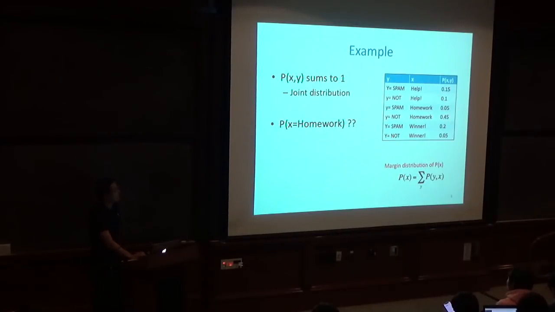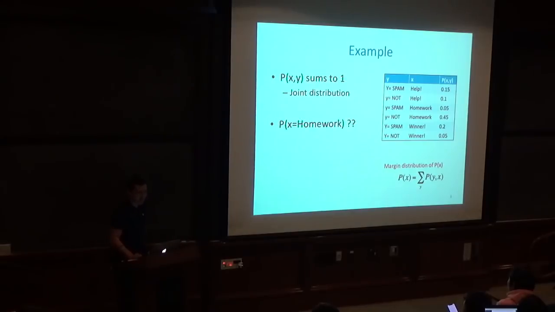In order for something to be a probability, each p of x comma y must be non-negative, and over the whole input domain of x comma y, it should sum to 1. This is what it means to be a joint probability distribution. So suppose we have the following p of x comma y that we've learned.